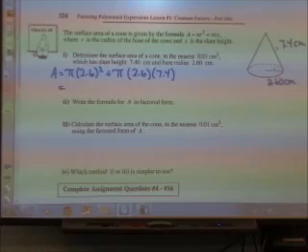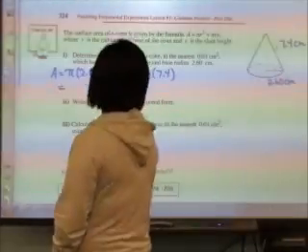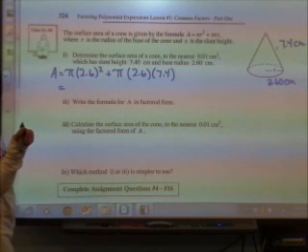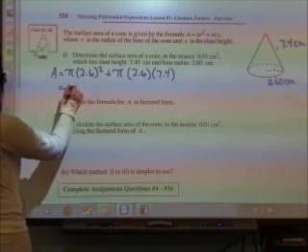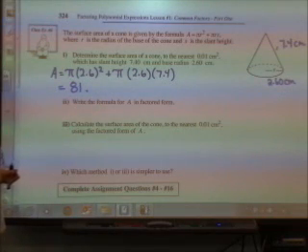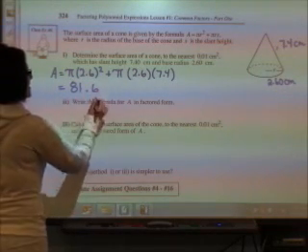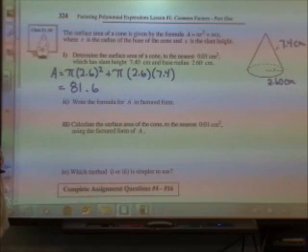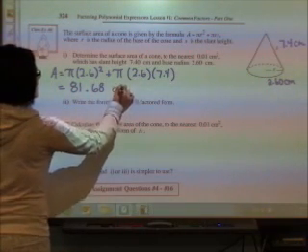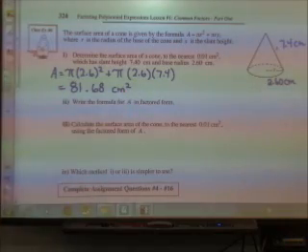So what did you get? What's the first number? 68.14. So to the nearest hundredth would be 68.14. And what are my units? Centimeters squared. Okay. So now we're asked to write this in factored form.